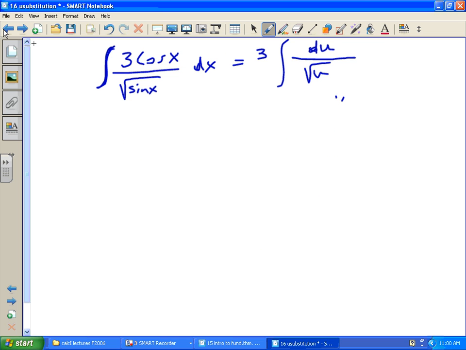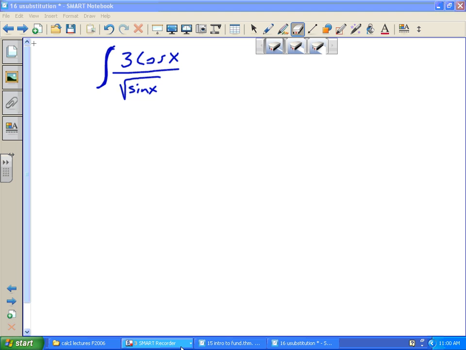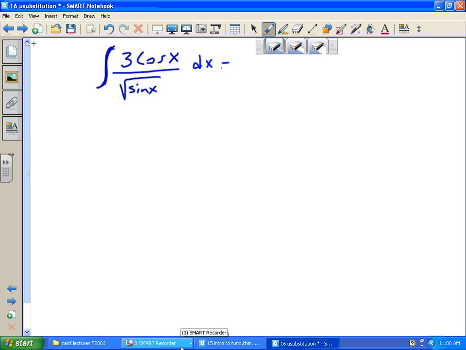Okay, and let's do this one before we go to the groups. The question is the integral of 3 cosine x divided by the square root of sine x dx. What is the integral of this quantity? Again, please take a moment to think about it.